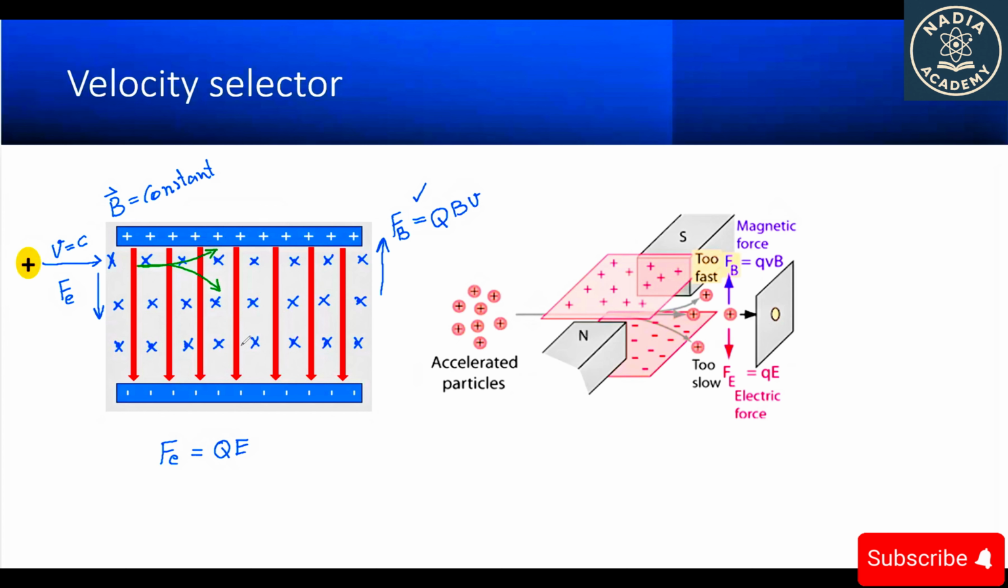But now consider that both of these forces on this charged particle are equal to each other. What would happen? They will cancel each other's effect, meaning the condition is that the electric force is equal to the magnetic force. In this condition, Q times E is equal to Q times B times V, the velocity of the charged particle. So the charged particle will not experience any net force, and will be able to move straight without any deflection.